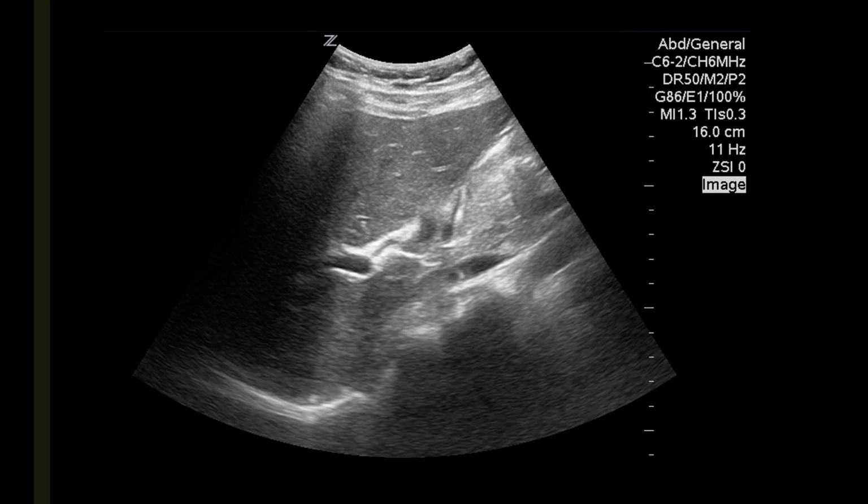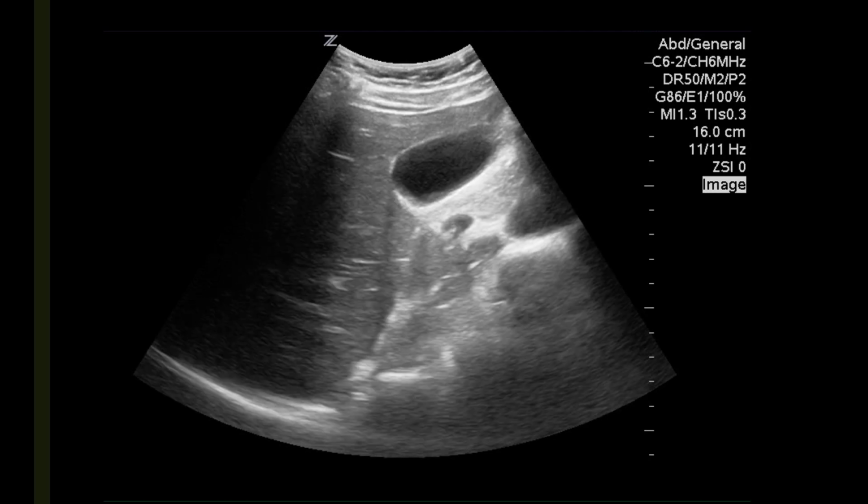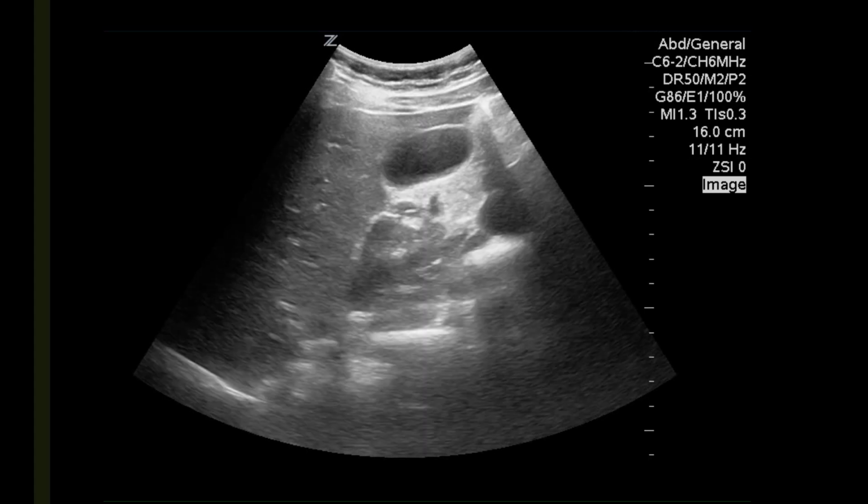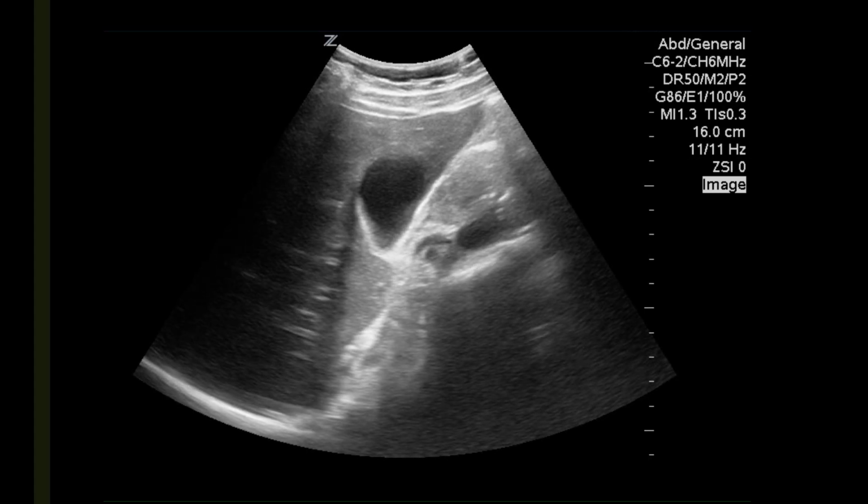In order to perform a complete ultrasound examination, the gallbladder should be visualized in two axes, longitudinal and transverse. Here's a transverse scan of a gallbladder. Note the edge artifact seen here.